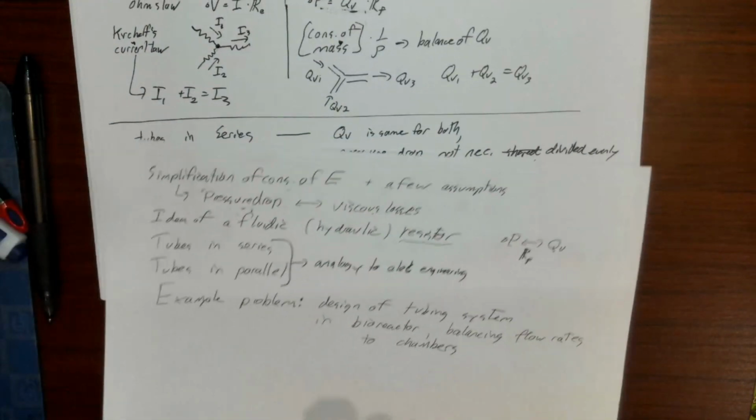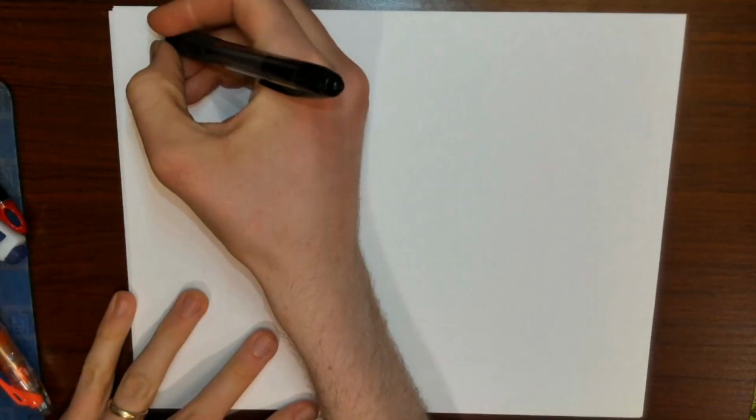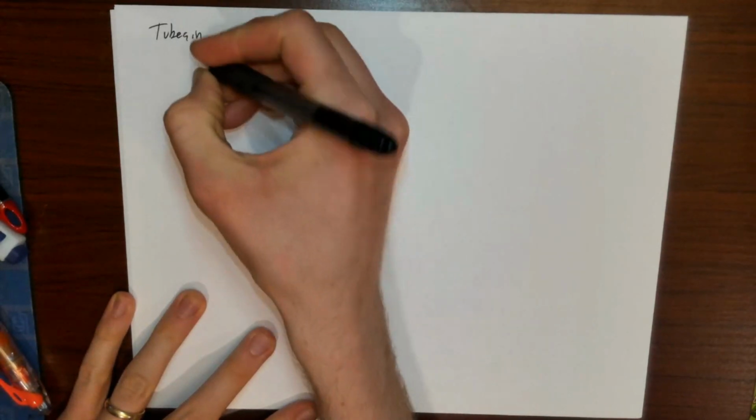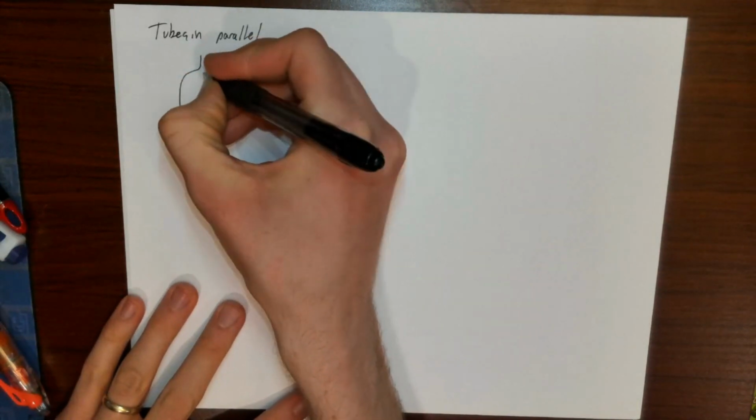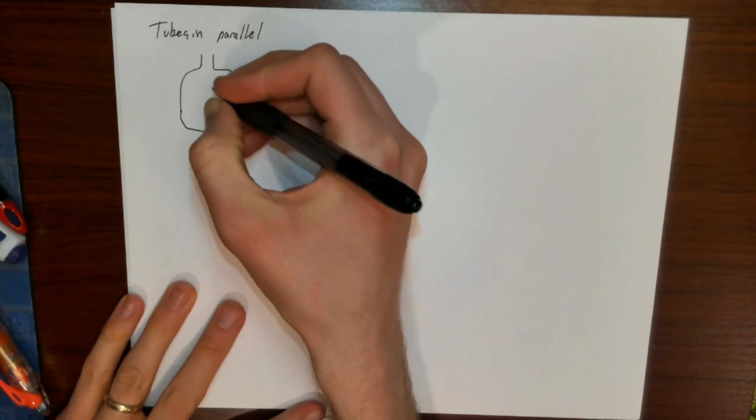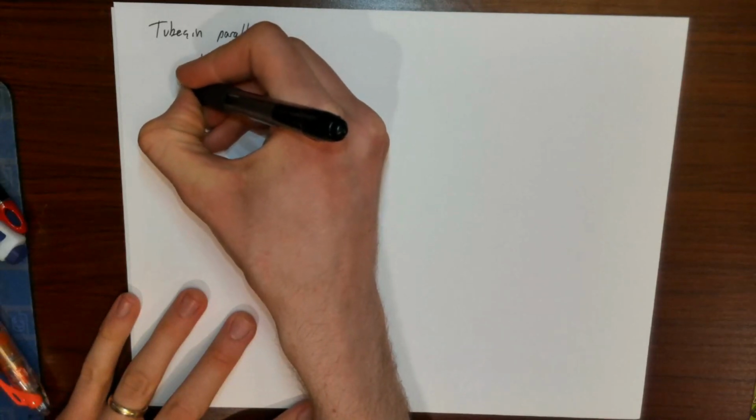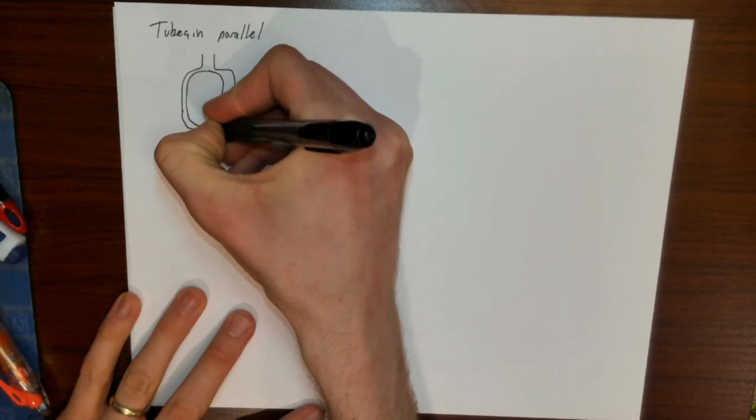So what's the next step? Well, we talked about tubes in series. Now let's talk about tubes in parallel. So for tubes in parallel, what might a system look like? Well, I might have some common inlet that then branches into two separate sections that then perhaps recombine later on. And what might those branches look like? Those branches don't necessarily need to be the same as each other, right? I could have some skinny branch on one side and some real thick branch on the other side.